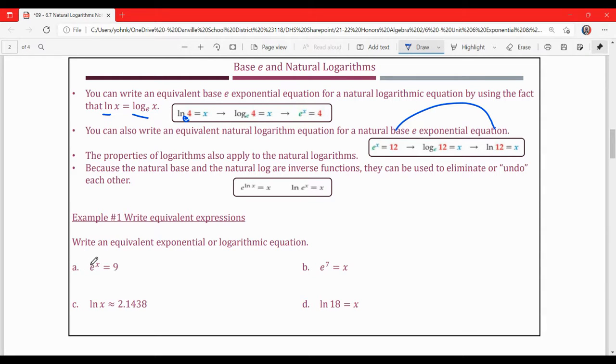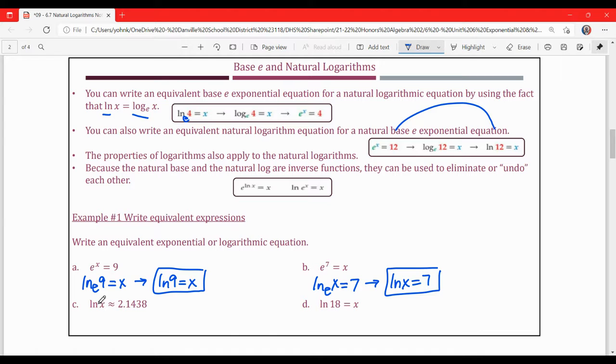So if I look at this first one, e to the x equals 9, I can change this to a logarithmic equation by saying log base e of 9 equals x. Technically, I don't need that e there. So if I want to just write ln 9 equals x, that's perfectly fine. Right, letter B, e to the 7th equals x. So I can say log base e of x equals 7. Again, I can clean that up and write ln x equals 7.